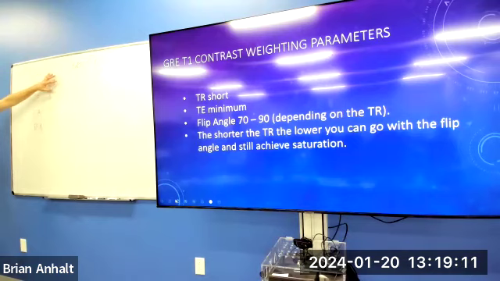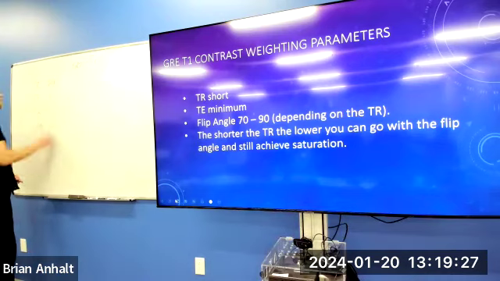TR doesn't matter anymore. It's always short. You don't even need to look at that anymore. Just look at your flip angle. If I have a high flip angle from 70 to 90, I know I'm going to be saturating tissues with long T1 times. I'm going to have a T1 weighted sequence right there. What if I do this?